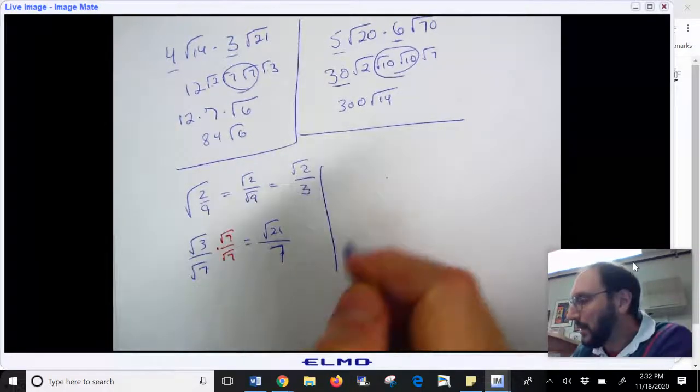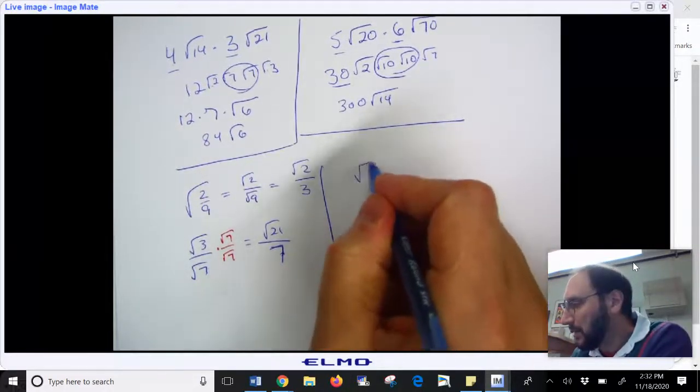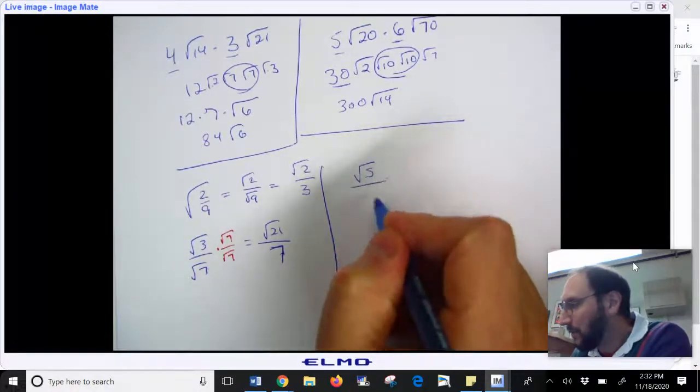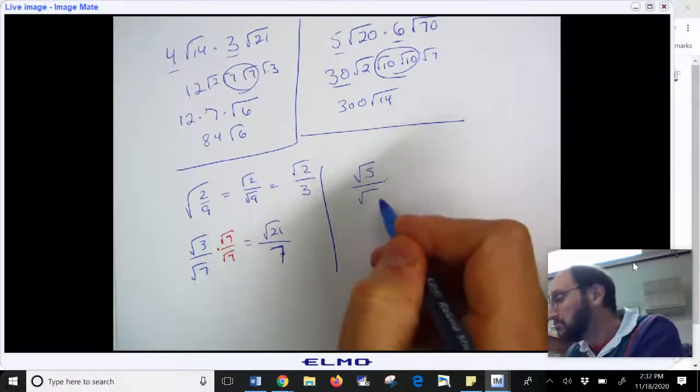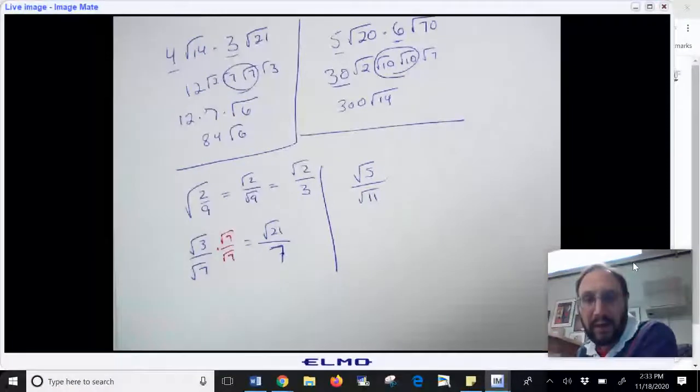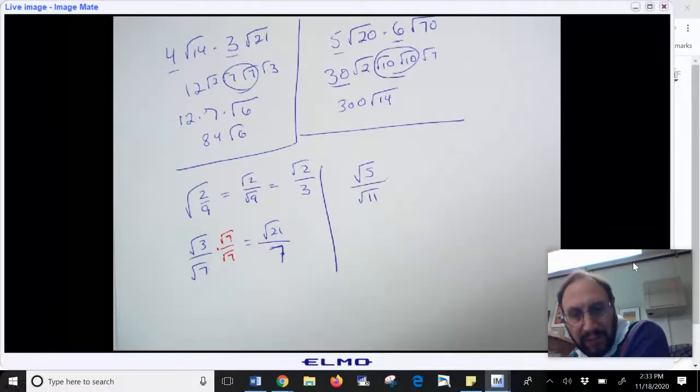So a problem like that might be something like this: the square root of 5 over the square root of 11. Let's try that. Go ahead and take a second, figure that one out. Rationalize by multiplying top and bottom by the number that's going to get rid of the square root in the denominator.